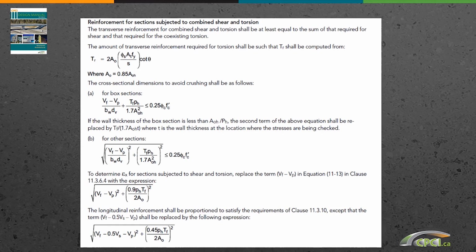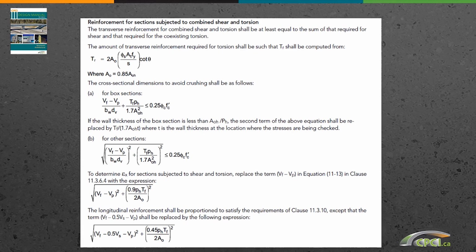If the section will crush, then we have to change the dimension of the section from scratch. If the section will not crush and that limit is achieved, then we keep going. We essentially change the formula that we use to calculate the strain epsilon x from the one that we use for shear to this one here, taking into account the effect of the torsion. The shear reinforcement shall also be proportional to the requirement. But in this case, instead of having VF minus 0.5 F VS minus VP, we would have a new formula taking into account the effect of the torsion.